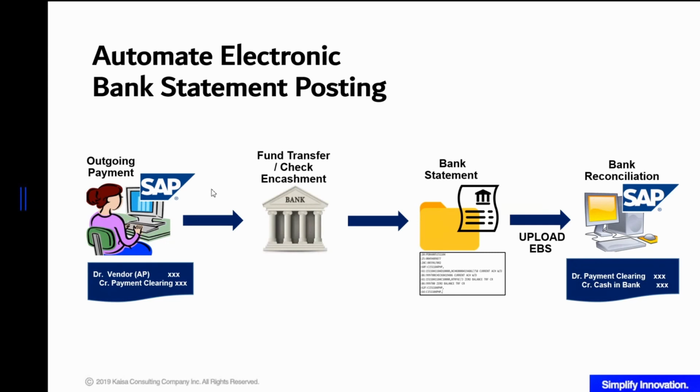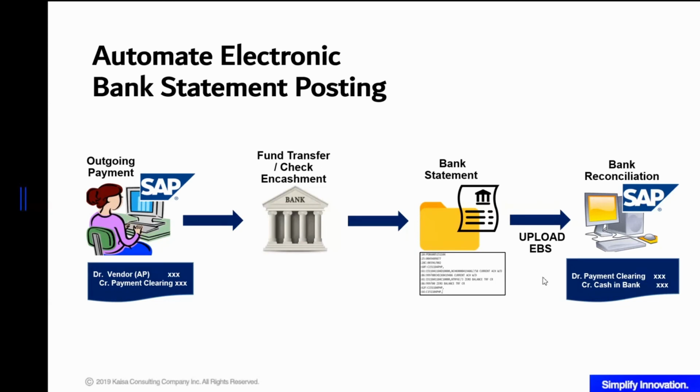So as you see in the picture, there is the outgoing payment, and then the next process is the fund transfer, or just in case you do the check printing, the check encashment. Then the bank will send you your bank statement, and from the bank statement, you upload. So the process of bank recon is by uploading the electronic bank statement, and then you'll have your bank reconciliation entries.